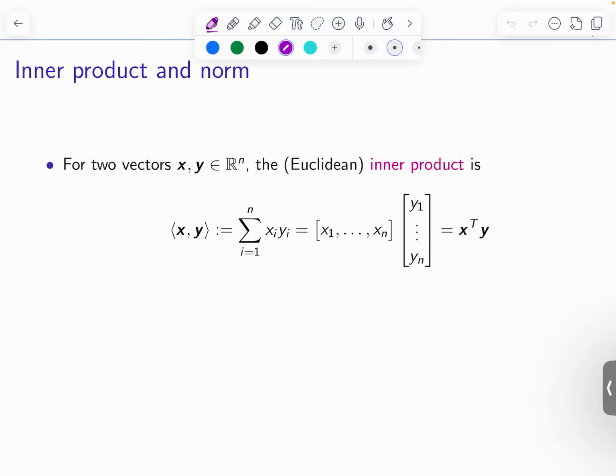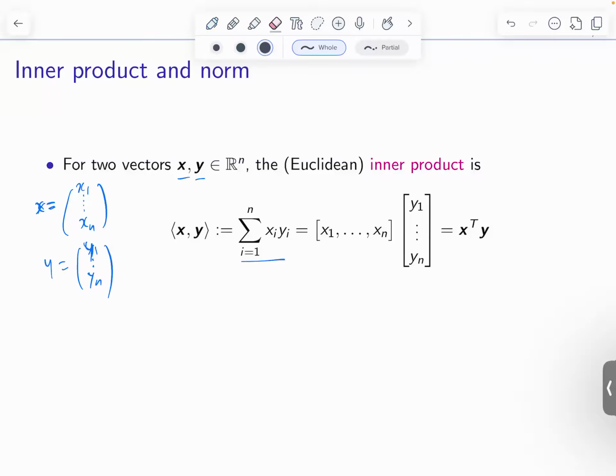So the idea is simple. If you have two vectors in Rn, let's say x is, I'm going to write it as a column vector, and then y is y1 up to yn. So it's a scalar that you associate to any pair of vectors, x and y. So we have this definition. You basically sum the xi, yi pair. So you multiply xi by yi, each coordinate by the corresponding coordinate, and then you sum them.